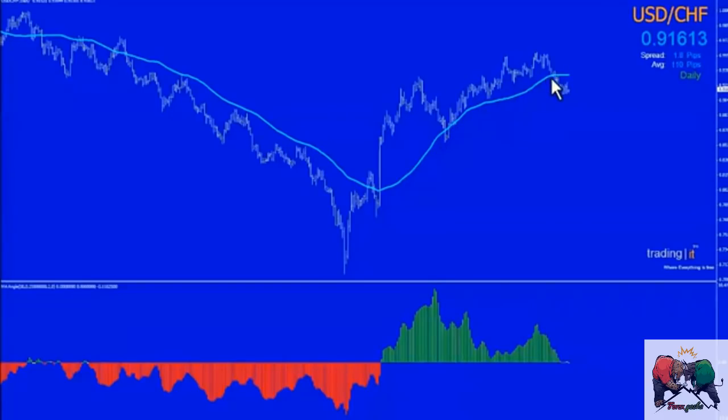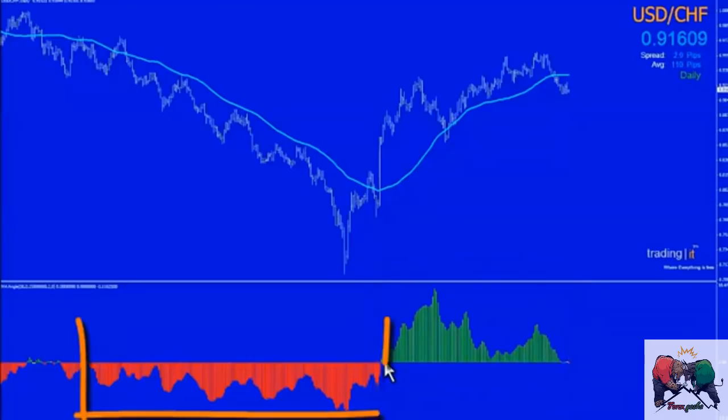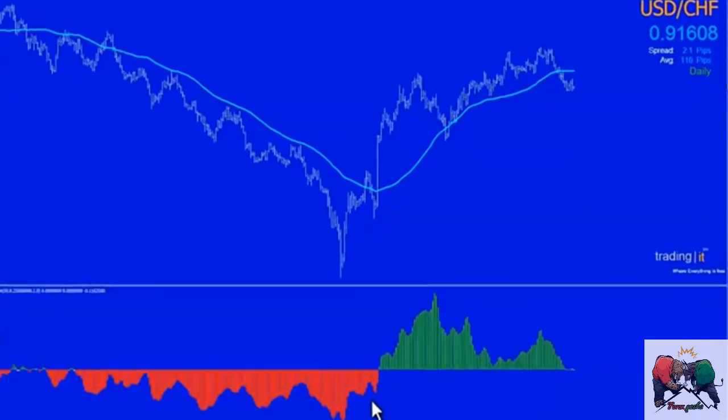For instance, when the MA is pointing up, the indicator will display a series of green bars forming above the zero line. When the MA is pointing down, the indicator forms red bars below the 0 point. This indicator is crucial in determining an impulsive move within a trend in either direction.